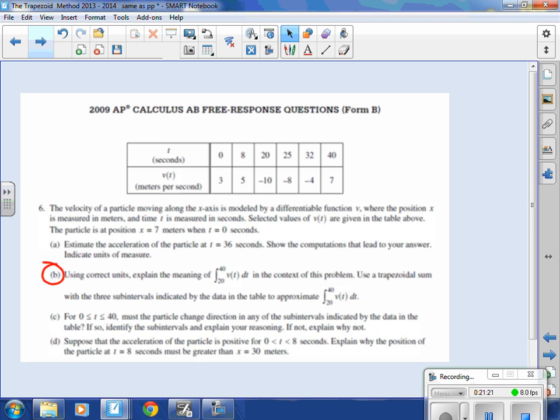Using correct units, explain the meaning of the integral from 20 to 40 of v of t in the context of this problem. Then use a trapezoidal sum with 3 subintervals indicated by the table. What does that mean? The subintervals are going to be indicated by the table. Oh, so don't use the trapezoid rule. They might not be of uniform width. And notice we're only going to integrate from 20 to 40. We're only looking for that part.